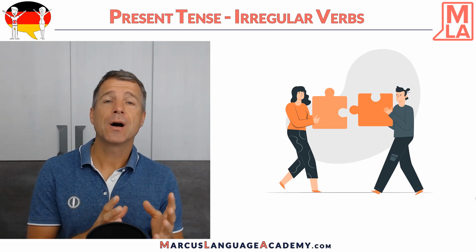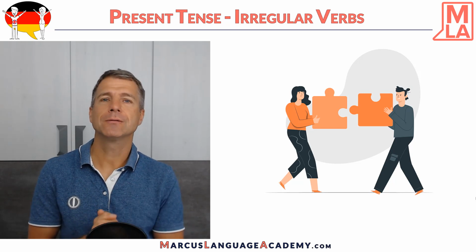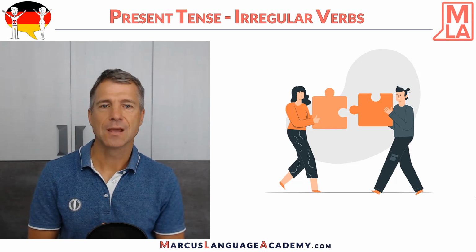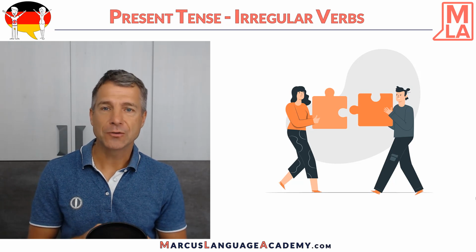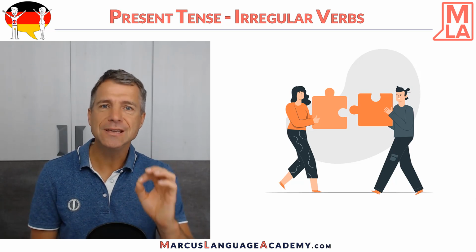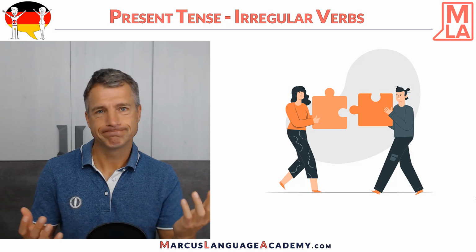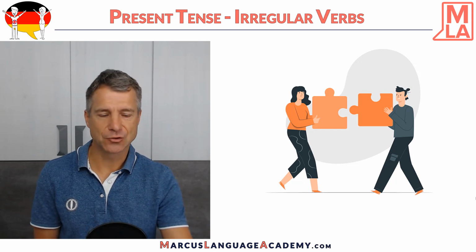And this is also part of my beginner's course where you learn German with stories. And today I'd like to talk about the present tense of the irregular verbs. Yes, we have irregular verbs in German.